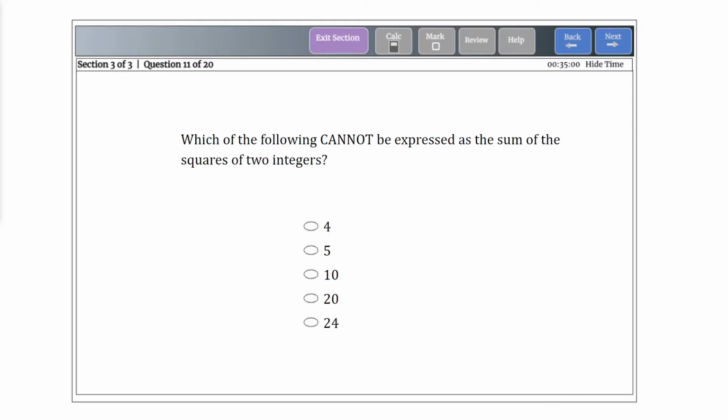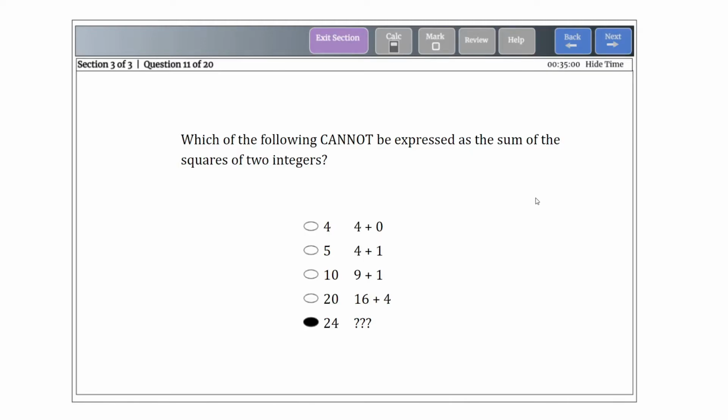However, in this case, we're only concerned with the square of integers. So people will often think of 1 squared, 2 squared, 3 squared. So we're considering numbers like 1, like 4, like 9. And so if you work your way through, you should find that the only number that you can't represent as the sum of two squares is 24.